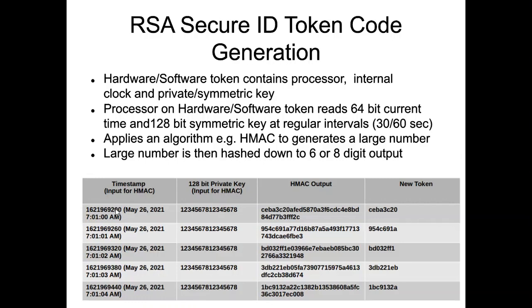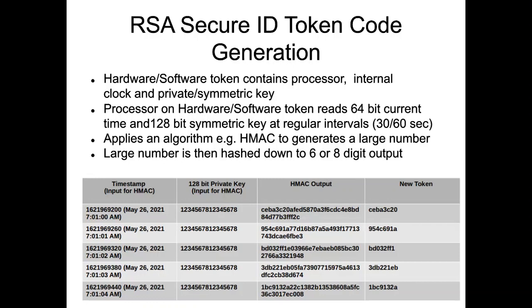So first they will hash the message after appending key 1, and then the result will be hashed again after appending P2, and finally we will get a large number, the HMAC output. And then again, it can be hashed down to either a 6 or 8-bit output. Depending upon what you have configured, you want 6-bit output or 8-bit output. So this is the process which is being done regularly on the token.